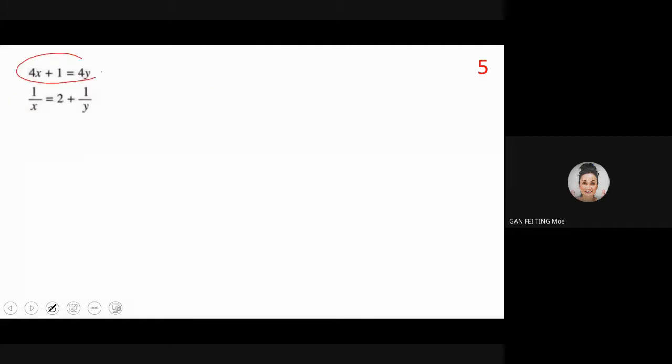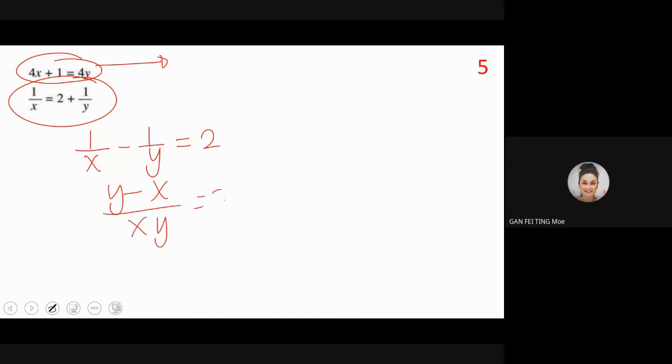So once you see this, you know that this is linear. You may get your subject equation from here. Again, you see two fractions in two different places, then you may get this one, 1 over x minus 1 over y equals to 2. Put it together, then you get y minus x over xy equals to 2. Y minus x equals to 2xy. Then you start subbing. Okay, so very simple. So this will be the answer for this question.